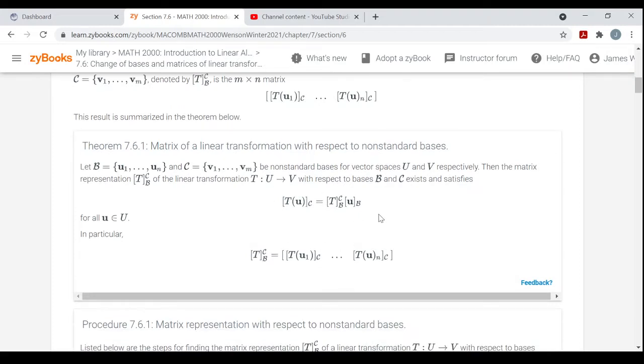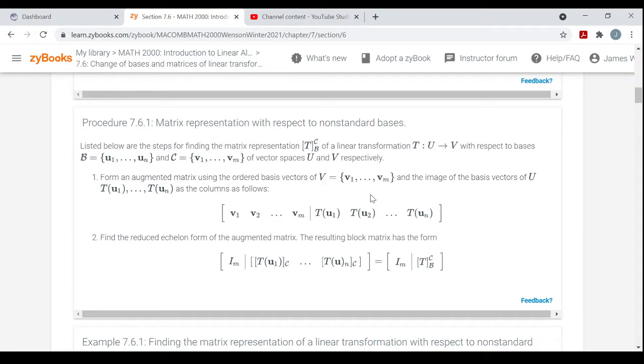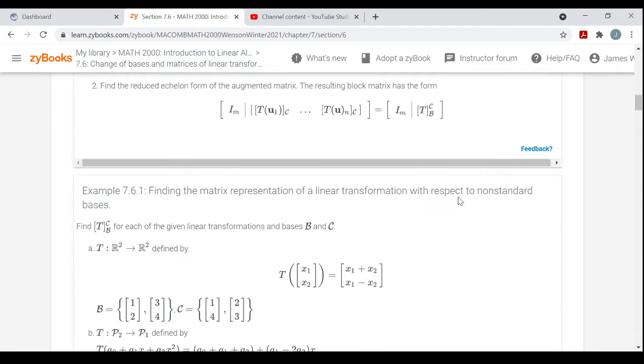And then this here, I'll show you some examples. This is a lot of notation. This is saying that the coordinates of an output relative to a basis for the codomain is equivalent to this matrix representation multiplied by the coordinates of the input relative to the basis for the domain. All right, again, I'll show you examples of this. Hopefully you'll understand more of what this means when I actually get to an example. They go through a procedure here. I'm just going to develop this procedure with my first example. You can read that on your own if you want.